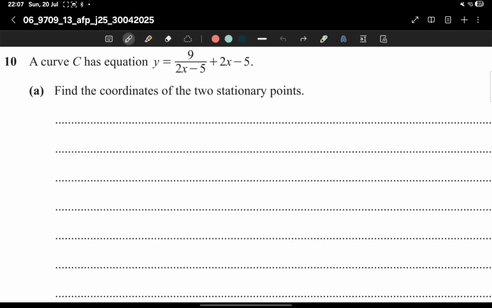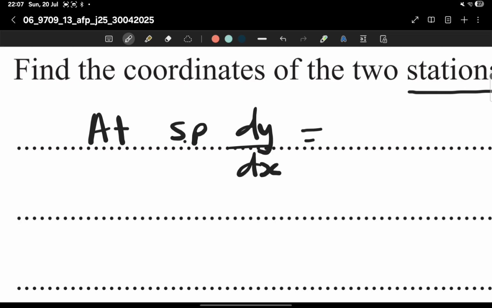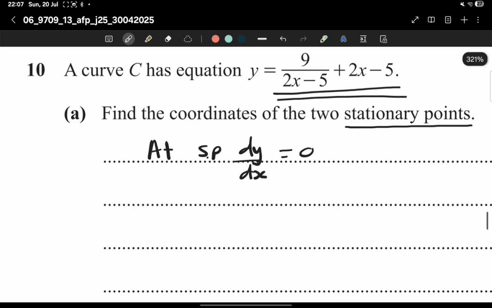A curve C has equation y equals 9 over (2x minus 5) plus 2x minus 5. Part A says, find the coordinates of the two stationary points. We know that at a stationary point, the gradient is 0, so dy/dx is 0. So we're going to differentiate this to get its dy/dx.